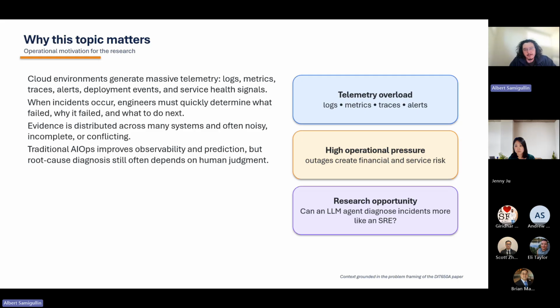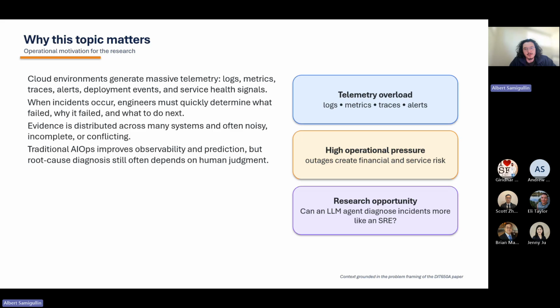And traditional AI ops helps with observability and prediction, but complex root cause diagnosis still often depends on human judgment. And I think this creates a practical research opportunity here. So basically, can an LLM-based agent be structured so it diagnoses incidents in a more disciplined, site reliability engineer-like way instead of just producing a generic explanation?